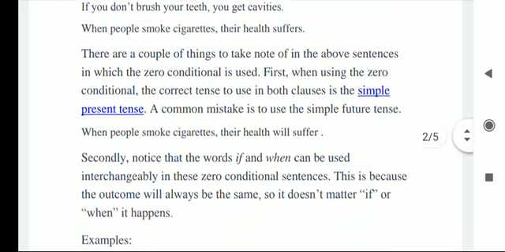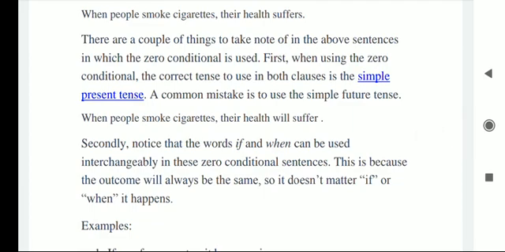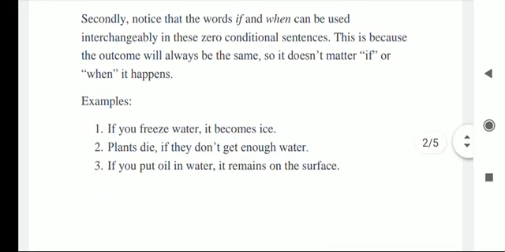Secondly, notice that the words if and when can be used interchangeably in these zero conditional sentences. This is because the outcome will always be the same, or it does not matter if or when it happens. Examples now. First example, if you freeze water, it becomes ice.